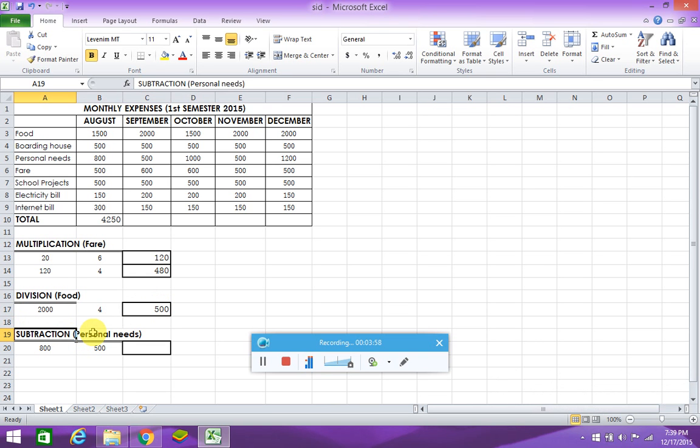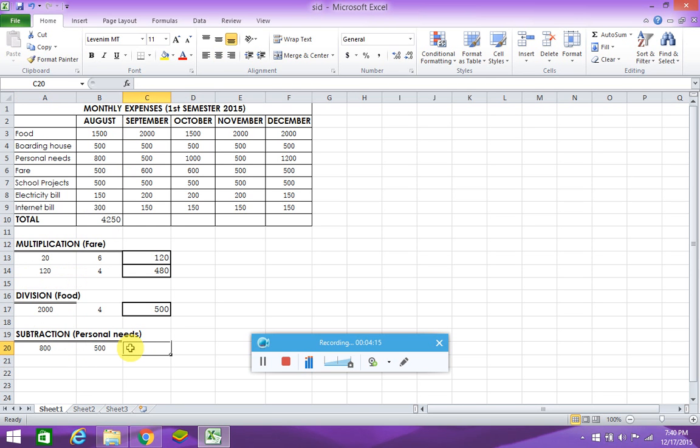For subtraction, I use the budget allotment for the personal needs as an example. I want to get the difference from the month of August to September. In the month of August, I spent 800 pesos. For the month of September, I spent 500 pesos.